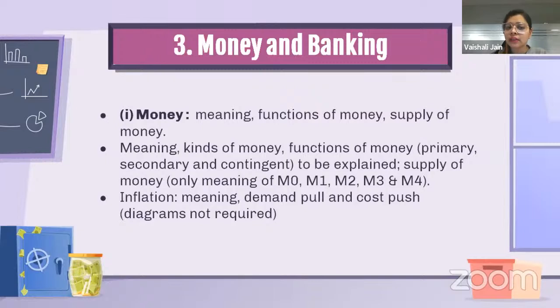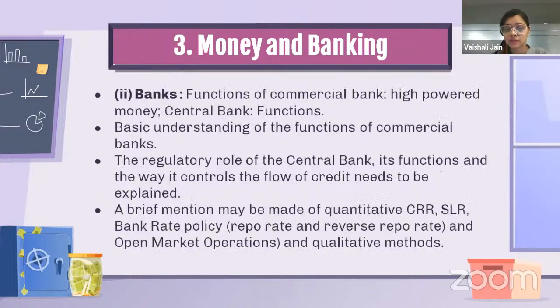Then we have Money and Banking. In this, we have the meaning of the term money, its functions, supply of money, that is the kinds of money, functions of money, M0, M1, M2, M3, M4, all the variants of money are in the syllabus. Along with that, we have inflation, meaning demand-pull and cost-push. These are the only 2 types of inflation in the syllabus. It is also specifically mentioned that the diagrams related to the kinds of inflation are not in the syllabus.